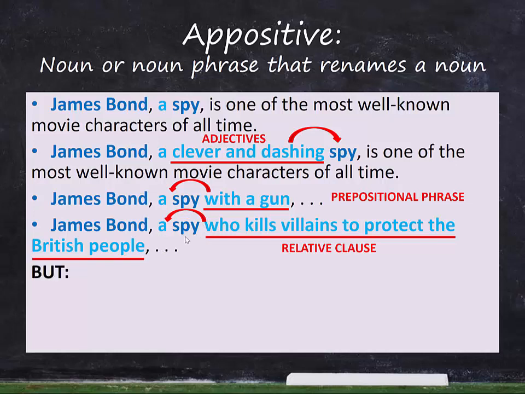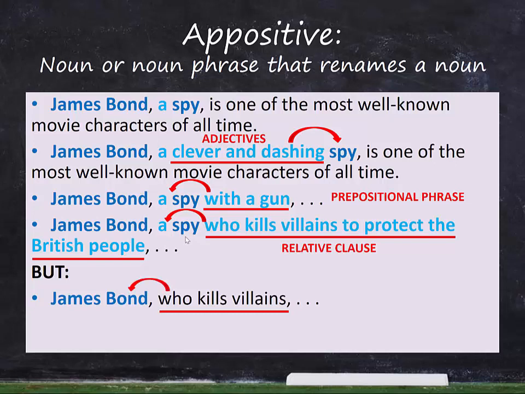But what if we remove the word spy? James Bond, who kills villains to protect the British people. Now we have the relative clause, but it isn't modifying spy anymore. What is it modifying? James Bond. Since we don't have an actual noun renaming James Bond, we no longer have an appositive. We only have a relative clause.